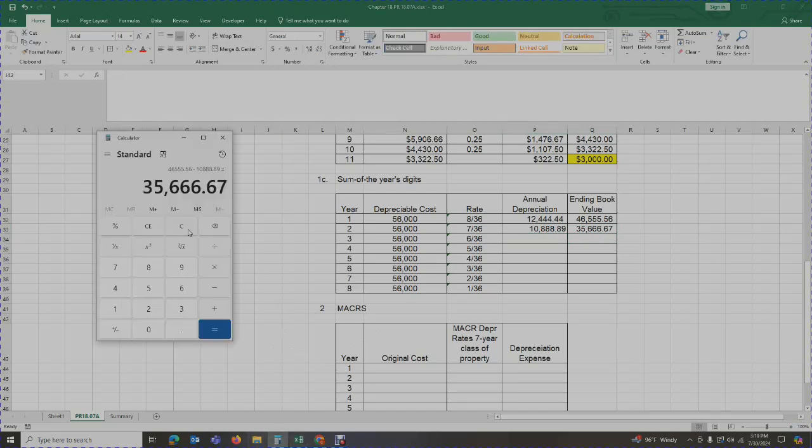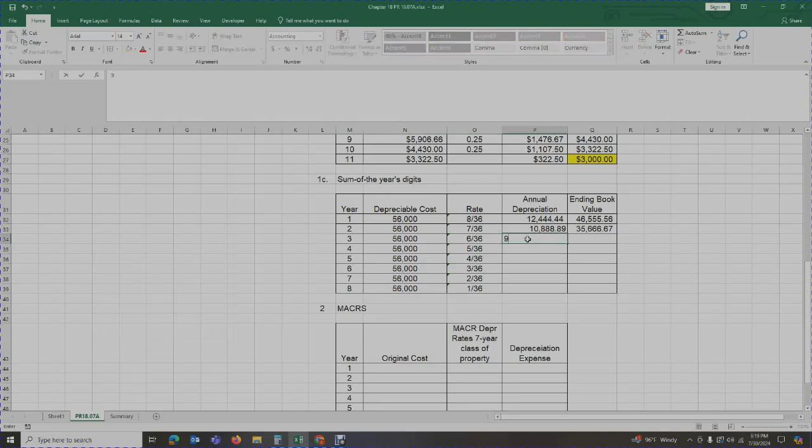Year number 3, we're going to once again get our depreciable cost of 56,000 times the rate. This is year 6 over 36. That's going to give me an annual depreciation of 9,333.3333. Because that third digit is a 3, we're going to keep that second digit as is. We're not going to round up. We're going to keep it. Okay, so my annual depreciation will be 9,333.33.